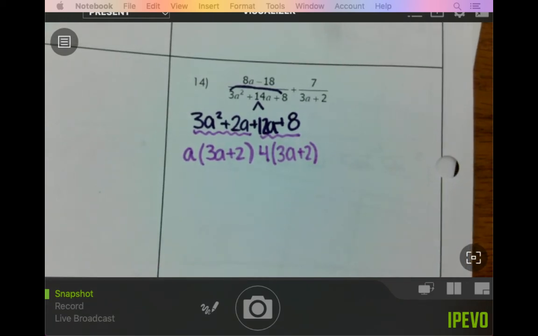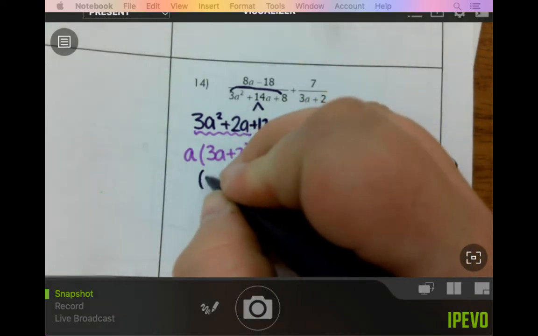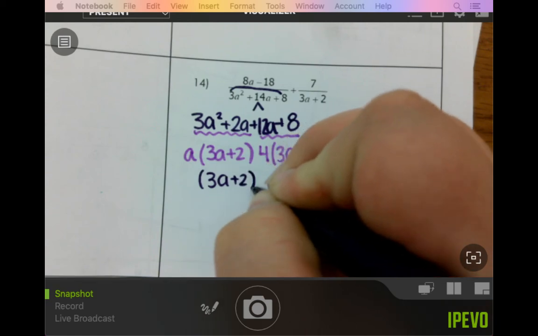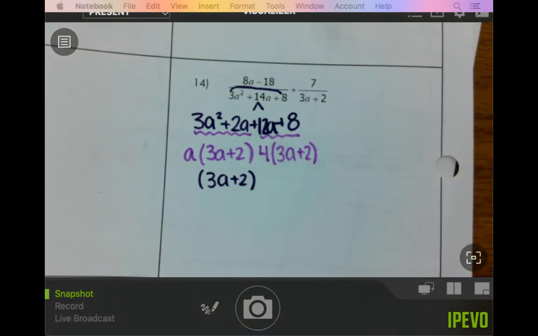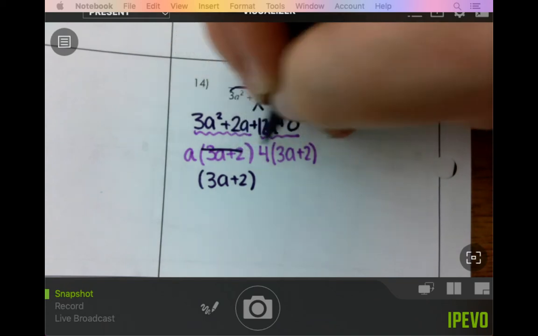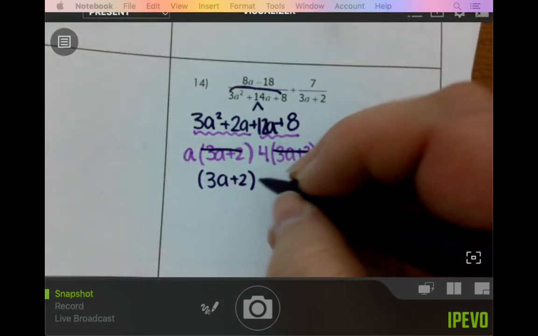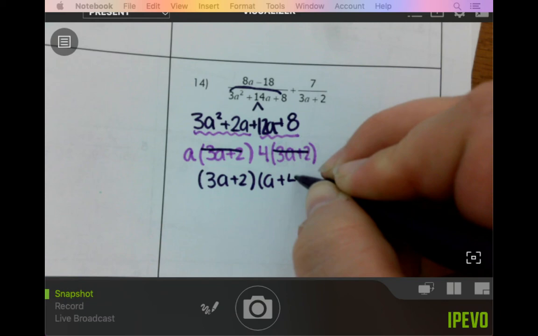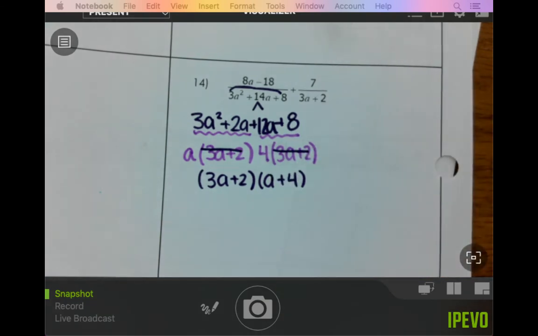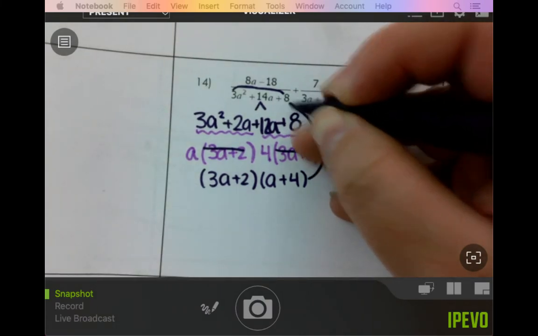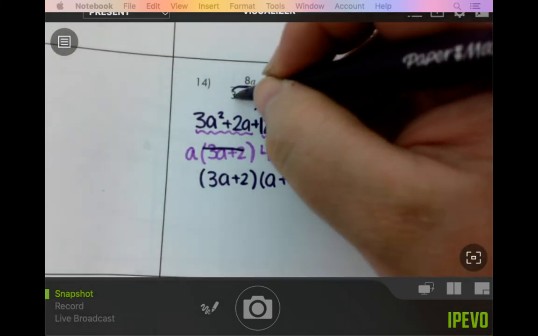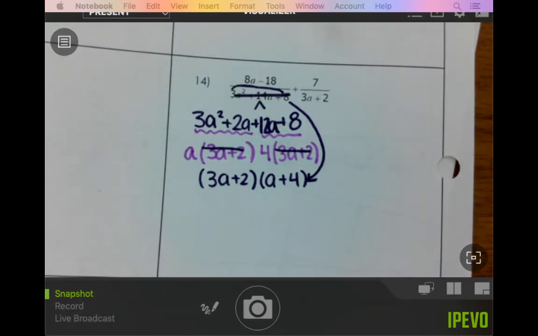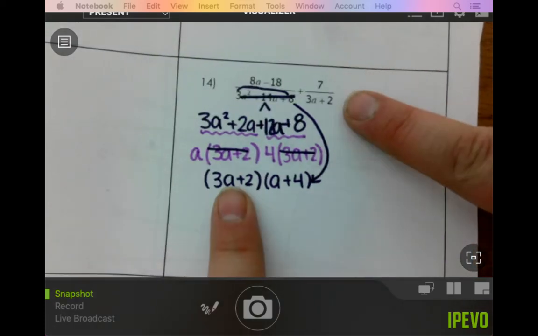The final step of this type of factoring is to write it with the 3a plus 2 out front. And when you do that, you're saying that it's a GCF. So you cross these out, and the only two things you have left are a and 4. You just got to put a plus sign in between them. That is the factored form of this. It just takes a minute to get there. And then comparing my denominators, this one is missing the a plus 4.